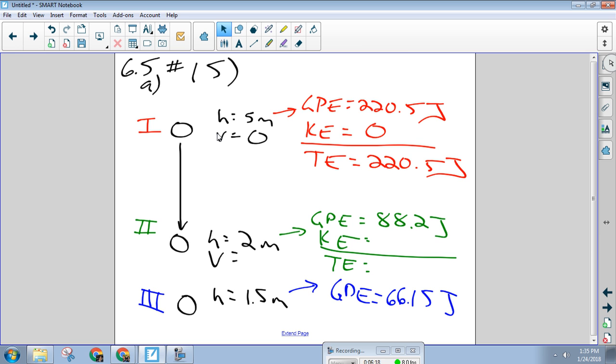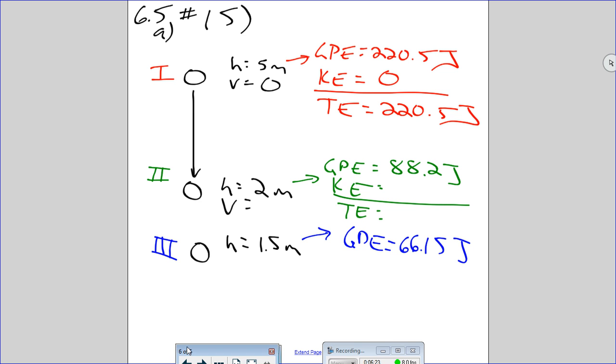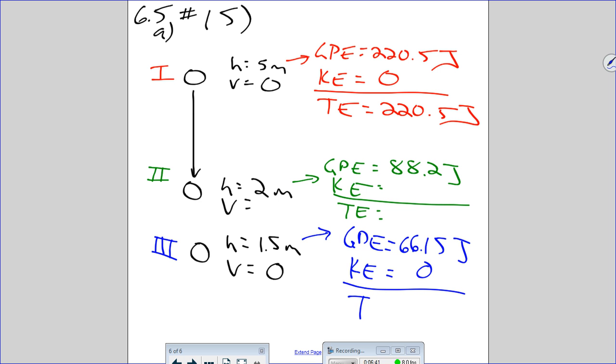How about this last point? Down here, do I know the velocity? What do you got, LaShawn? 0, because you've stopped it. That's why that point was important. That's the point where you stop the ball. That means my kinetic energy here is going to be 0, which means my total energy is 66.15 joules. That's a J. Questions?